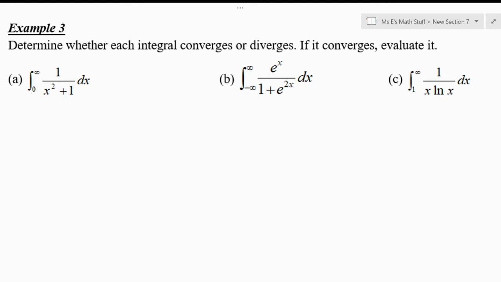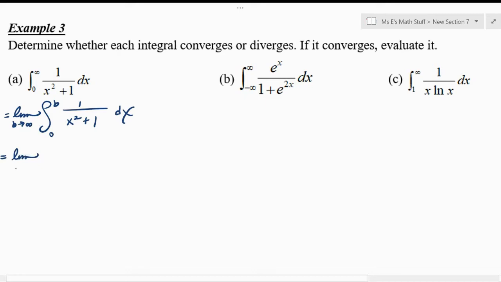For part A, I would definitely fix the improper nature of the integral here by writing it as the limit as b approaches infinity of the integral from 0 to b of 1 over x squared plus 1 dx. Okay. The antiderivative of 1 over x squared plus 1 is arctangent, so we're left with the limit as b approaches infinity of arctangent, and then you could say of x and then put the bounds from 0 to b, or you could just go ahead and plug the bounds in. That's what I'm going to do.